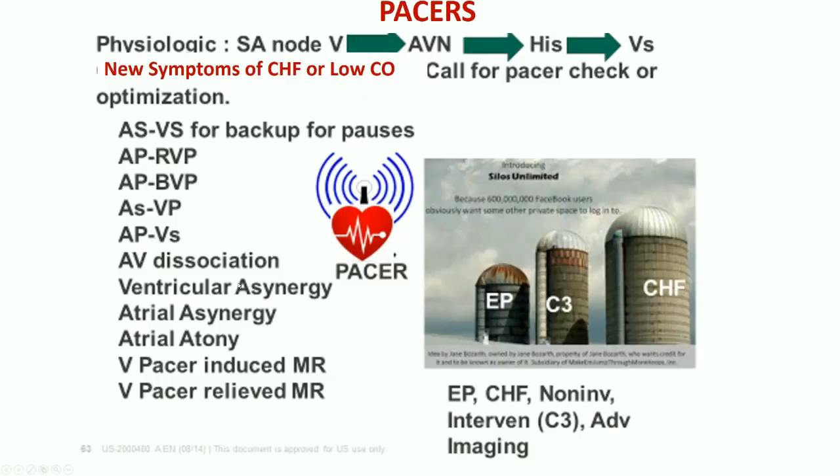Ventricular asynergy is when both ventricles aren't actually working at the same time, and so one's contracting when one's relaxing. Atrial asynergy, when the atria aren't beating together. Atrial atony, when the atrium has been so scarred or so damaged that it's not contracting at all. Ventricular pacing causing mitral regurgitation, which we'll talk about, and ventricular pacing that makes mitral regurgitation go away, which we'll talk about. And the only way you're going to find out this is to turn the pacer on and the pacer off and see what happens to the MR with an echocardiogram. So there's lots of little tricks we can learn of how to test out how the pacer is doing.